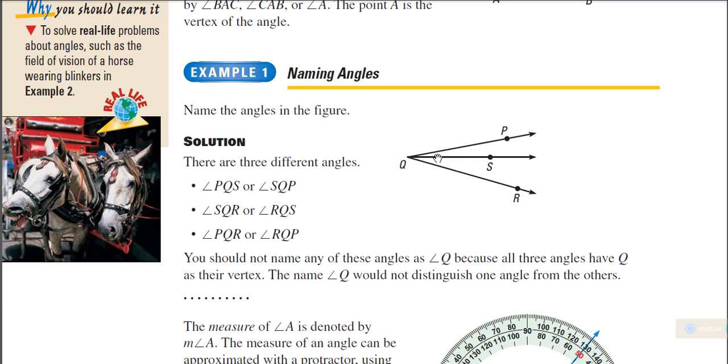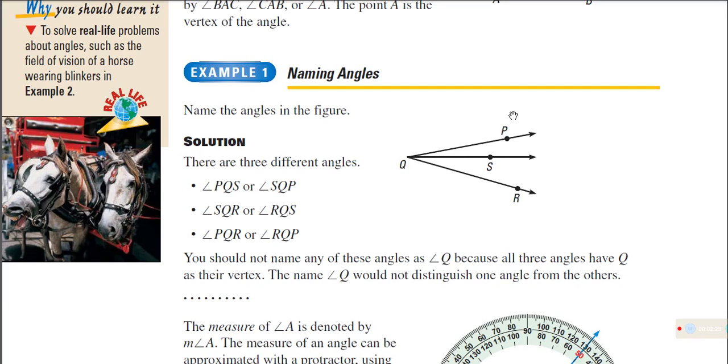So yung angle of elevation natin, PQS, meron siyang vertex na Q, tapos yung angle of depression natin, SQR, meron din siyang vertex na Q. So, magkakaroon ng confusion pag sinulat nyo lang ay angle Q. So, instead, gamitan natin siya ng tatlong letters. So, si PQS, pwede mo rin siyang tawagin na angle SQP. And then, si SQR, pwede mo rin siyang tawagin na RQS.